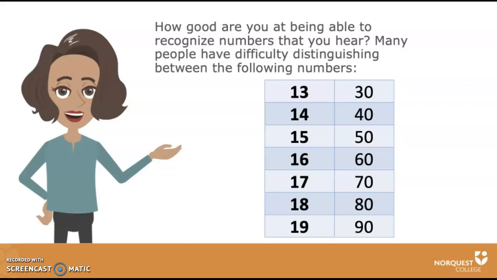First, I'll read a few numbers in the right column, then numbers in the left column. What do you notice as the difference? 30, 50, 70, 13, 15, 17. You should have noticed that the numbers in the first column had a clear T sound, while those in the second column did not.